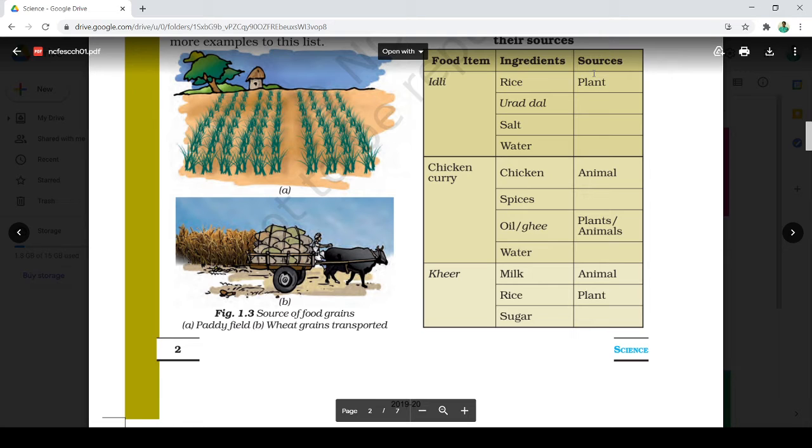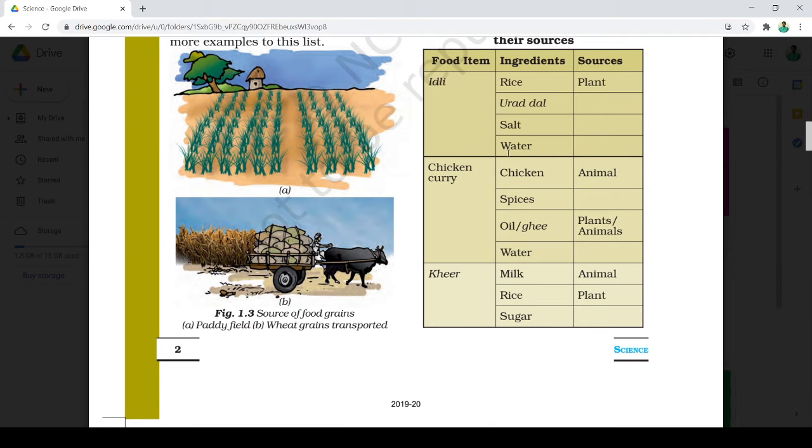Salt, where do you think salt comes from? It comes from oceans. And water, water comes from the high mountains and hills. So, how many of you know water cycle? I guess many of you know water cycle.